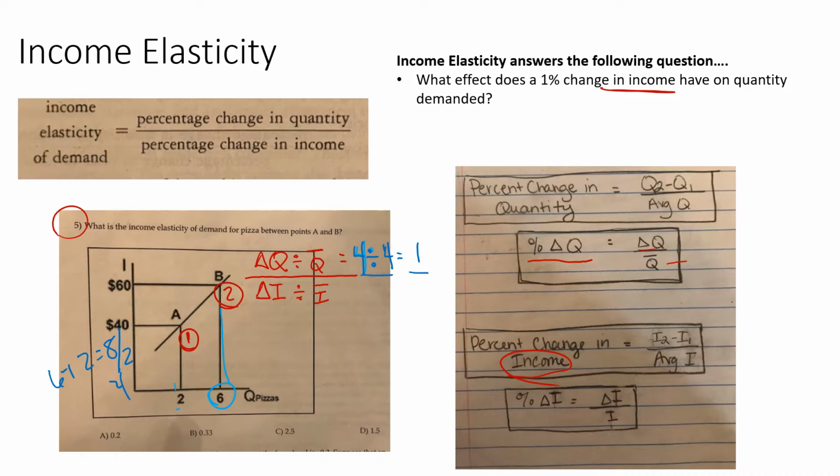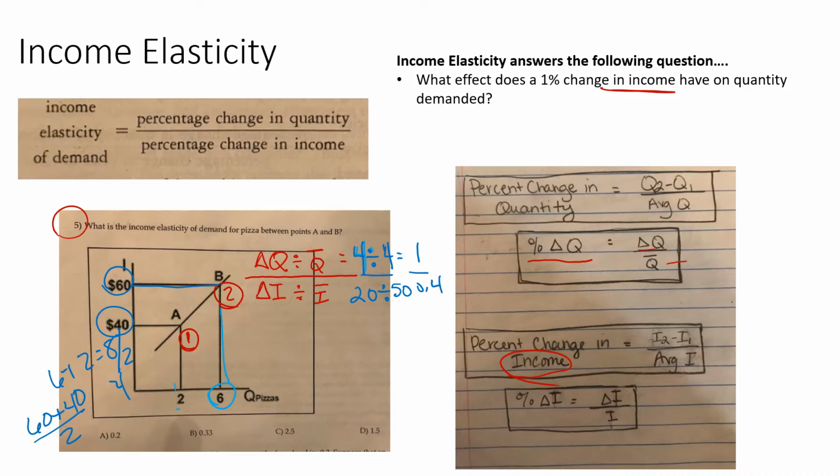Okay, and then we have the change in income. So we have 60 minus 40. And you can see here, 60 minus 40 is 20. So let's just write that in there. Divided by the average income. So 60 plus 40 divided by 2, that's 100 divided by 2, which is 50. So 20 divided by 50 is 0.4.